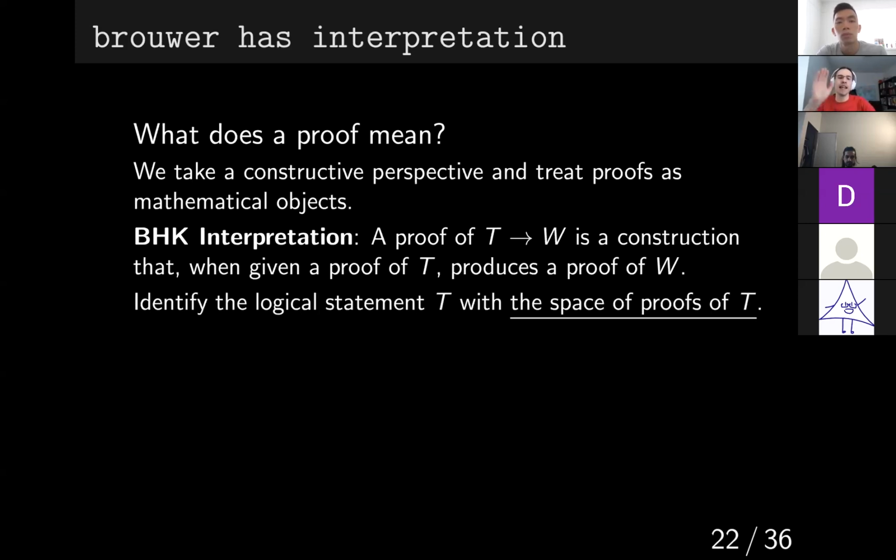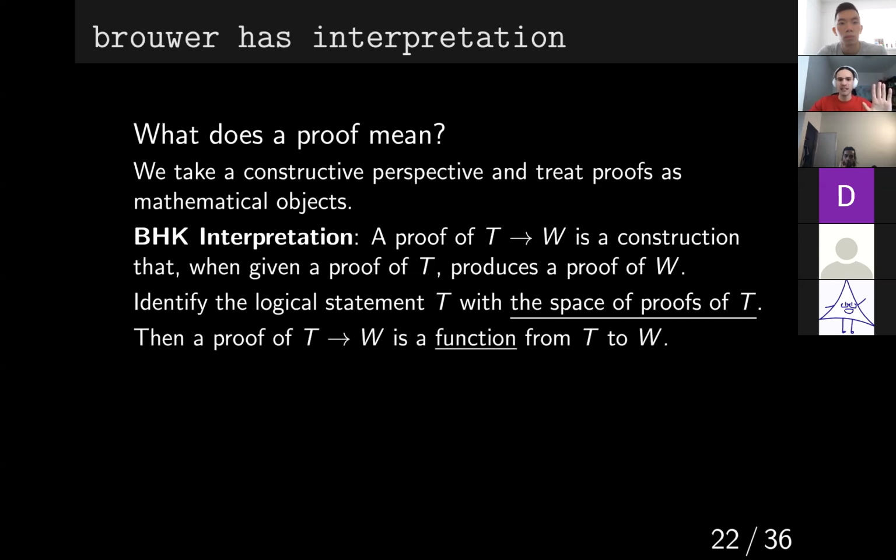Now, we're going to take the statement very literally. And a construction that when given something produces something looks like a function between what and what. We're going to identify the logical statement T with the space of proofs of T. The space, as opposed to the collection, is more of a homotopy type theory terminology, but I do that, so I'm going to say the space of proofs of T. And then in fact, a proof of T implies W is nothing but a function from T to W, where by T and W, I mean the space of proofs of T and the space of proofs of W.